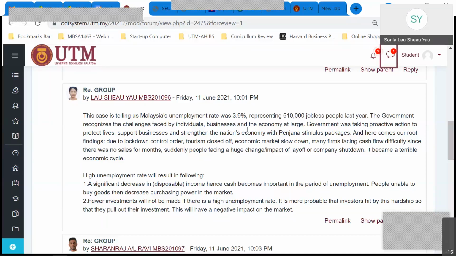Then a high unemployment rate will result in a significant decrease in income, hence cash becomes important in the period of unemployment. So people were not able to buy goods, decreasing the purchasing power in the market. And secondly, fewer investors will pull out of the market. They were afraid due to the high unemployment rate. So definitely we have a negative impact on the market.